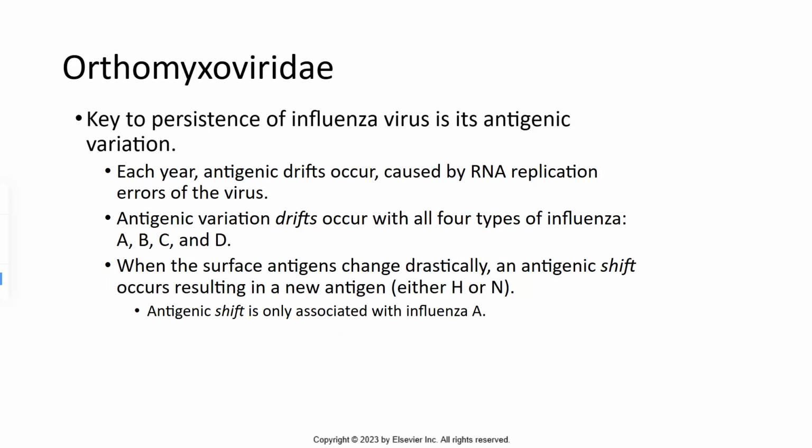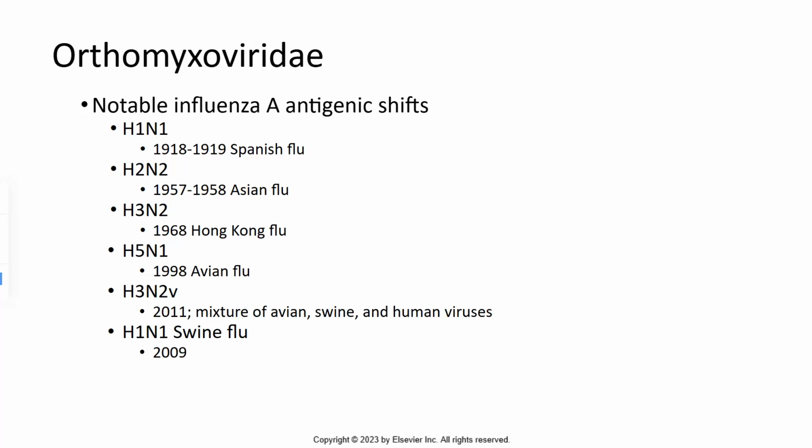Key to persistence of influenza virus is its antigenic variation. Each year, antigenic drifts occur caused by RNA replication errors in the virus. Antigenic variation drifts occur with all 4 influenza types. When surface antigens change drastically, an antigenic shift occurs, resulting in new antigen, either H or N. Antigenic shift is only associated with influenza A.